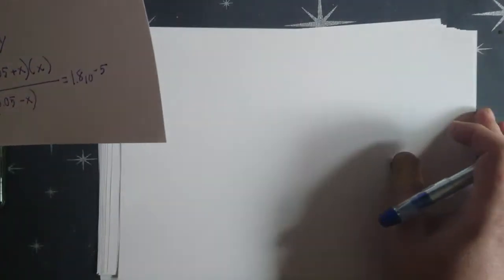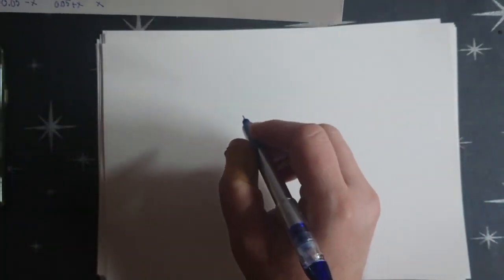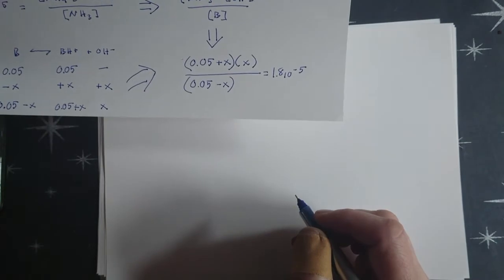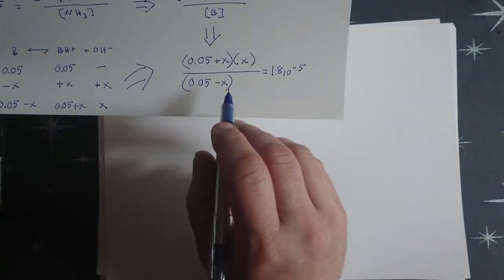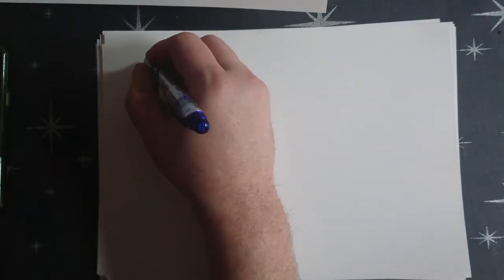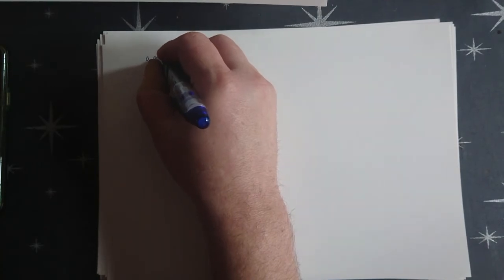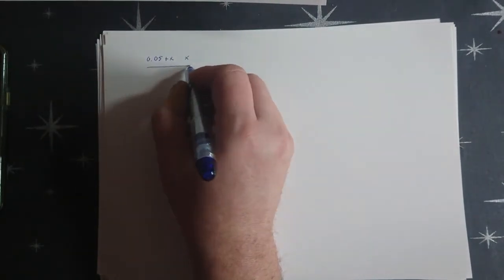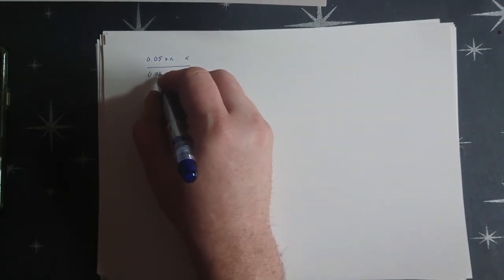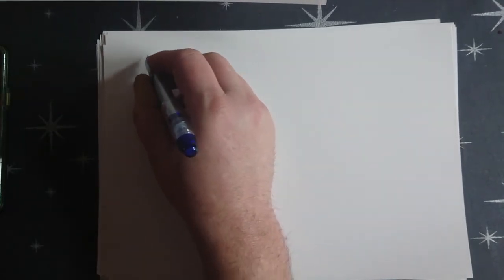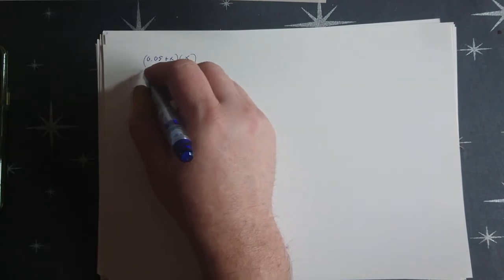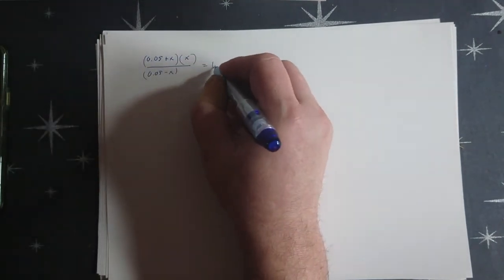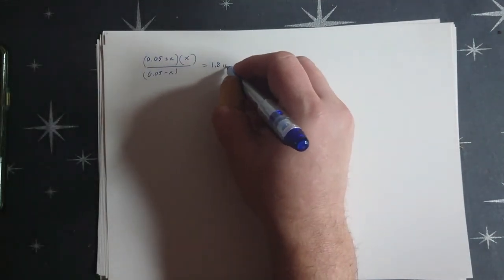If we look at it, we can see, okay, there it is. There's our expression. I can write it on the top of the page if we want. So here we have 0.05 plus x times x over 0.05 minus x is equal to 1.8 times 10 to the minus 5.